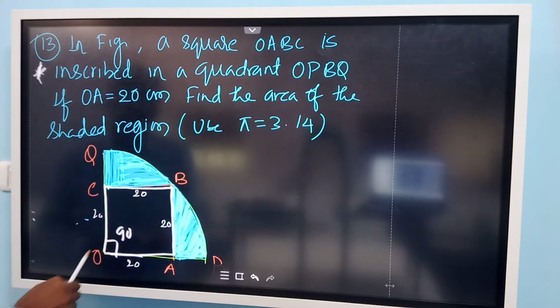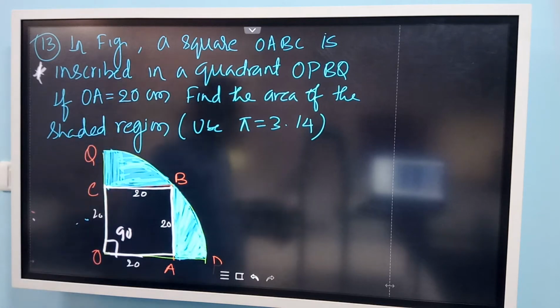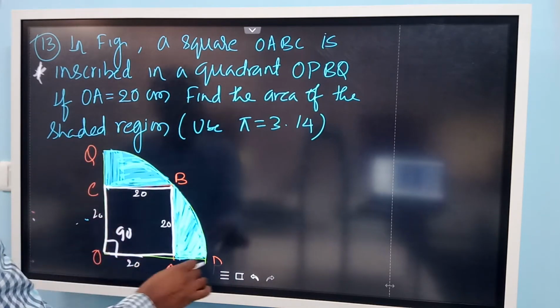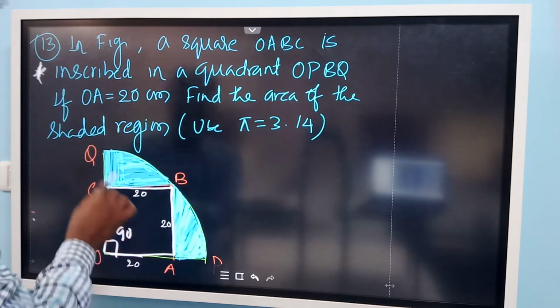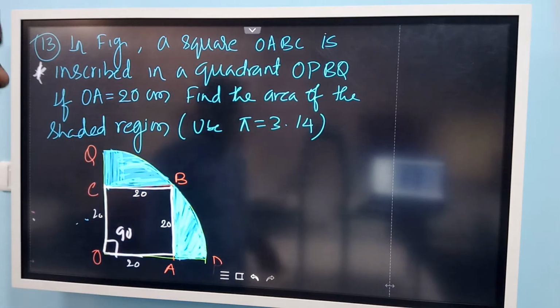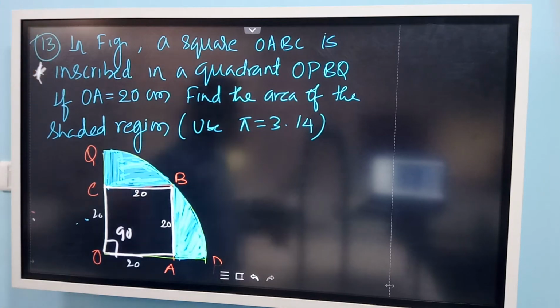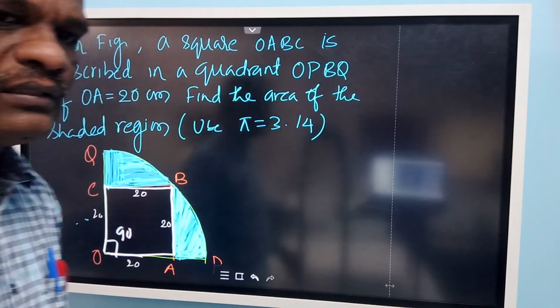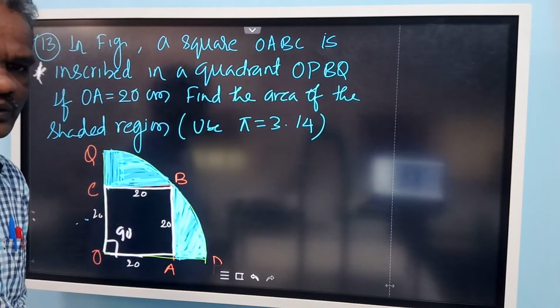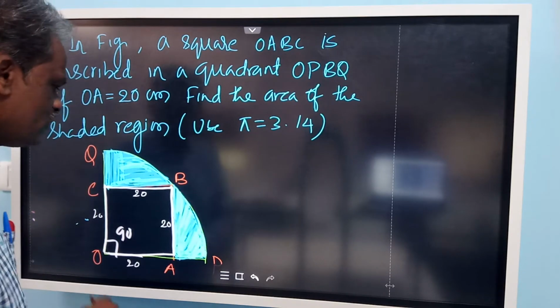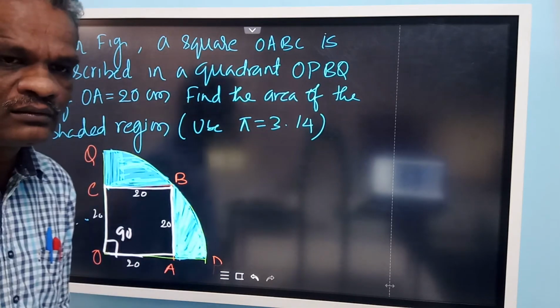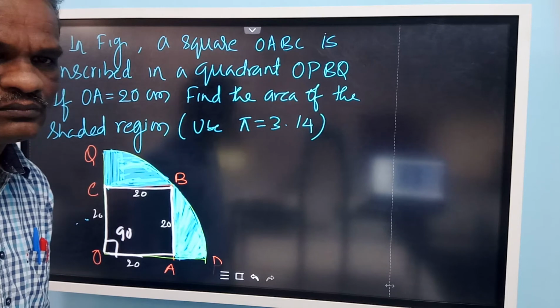Now find the area of the shaded region. How to find the area of the shaded region? It can be found only by finding the area of sector minus area of square. That gives the area of the shaded region. How to find the area of this quadrant? We do not know the radius. If somebody tells how to find the radius of this quadrant, then you can do this question. Without that you cannot do.